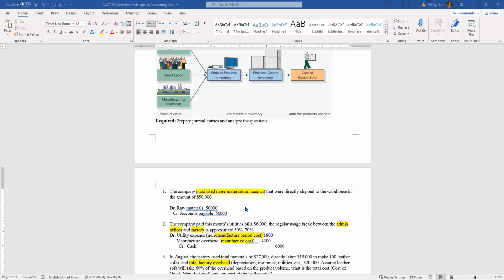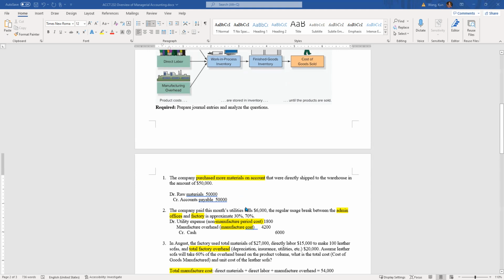Buying something, purchasing something on account means you use accounts payable. So we increase the accounts payable, which is a current liability, to match with the raw material purchase. So overall, the journal entry is increase asset, then increase the liabilities. So debit raw material 50,000 and credit accounts payable for $50,000.